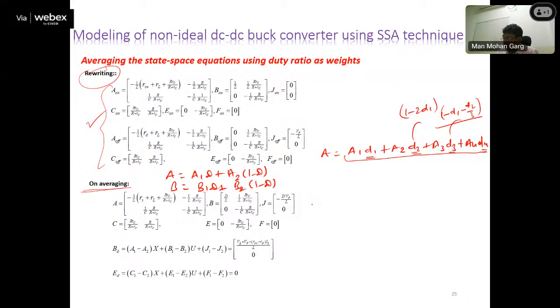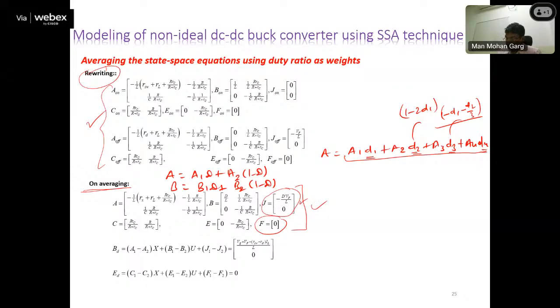So from here we got the individual matrices A, B, C, E. Now you will see here that we have got the J matrix also. We got the F matrix, F is 0. J is equal to minus D dash, where D dash is nothing but 1 minus D, so D dash VF upon L. Earlier it was 0 because VF was not there in the ideal converter, but it is there now. So J will have to be considered over here.